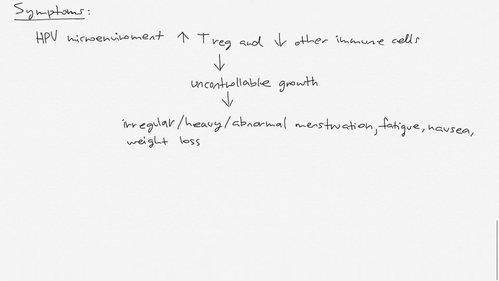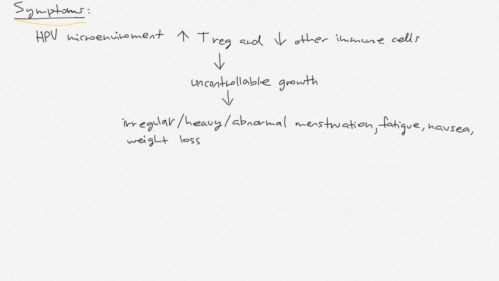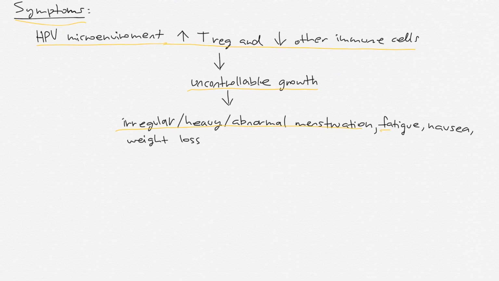The symptoms of HPV are caused by the HPV microenvironments, which is the environment consisting of an increased Treg cell and decrease of the other mentioned immune cells. An increase in Treg cells causes an uncontrollable growth of that area, which results in tumors. These tumors can lead to irregular, heavy, or abnormal menstruation, fatigue, nausea, and weight loss.